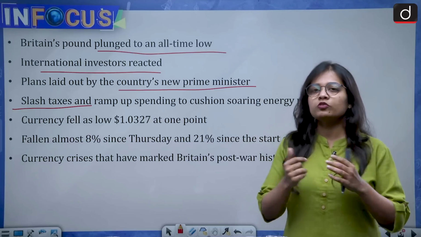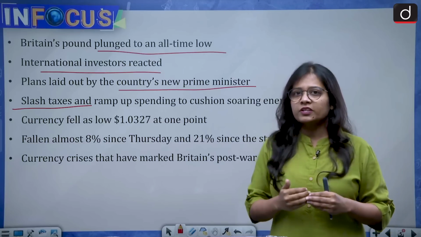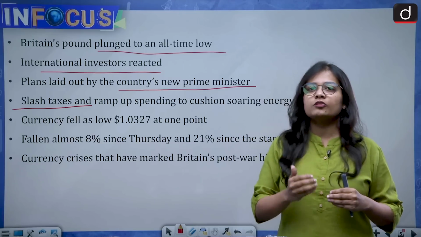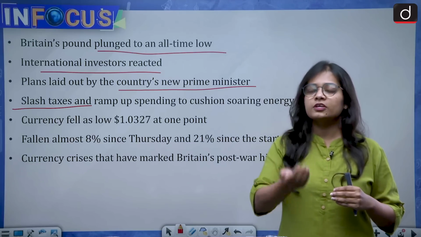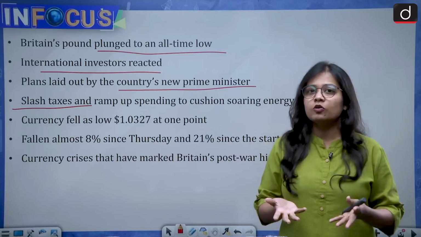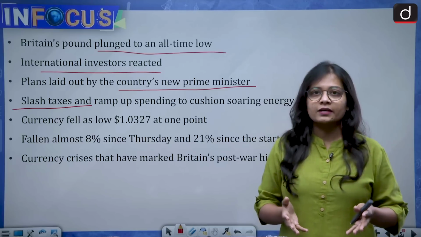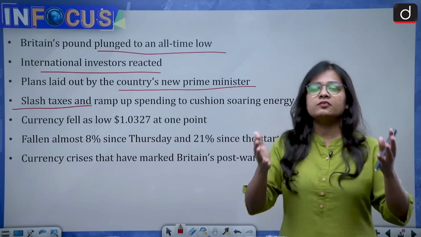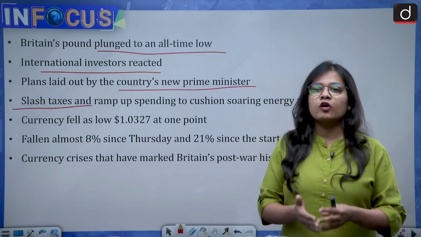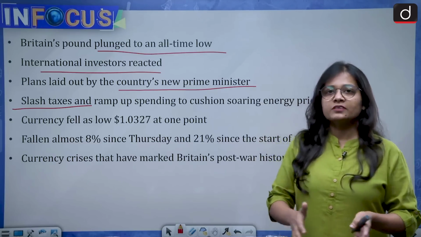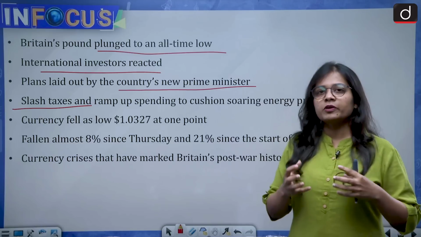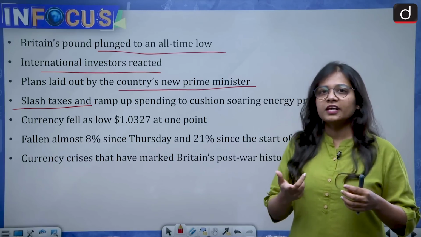So what will you do with those 5%? Either you will save, or you will increase your spending, or you will increase your expenditure. And when you increase your expenditure, where will the money go? The money will go into the market. It means the money is circulating in the economy. It means the economy is moving. It means there is a flow of money in the economy. This is how, when the government reduces taxes, the economy moves.